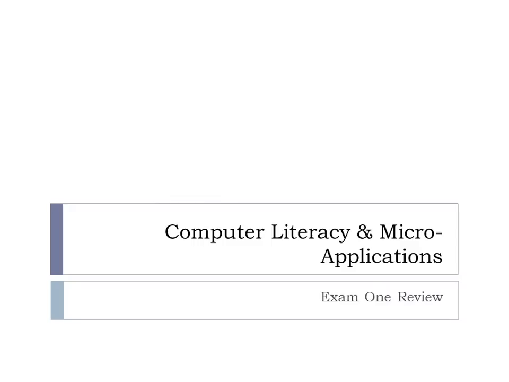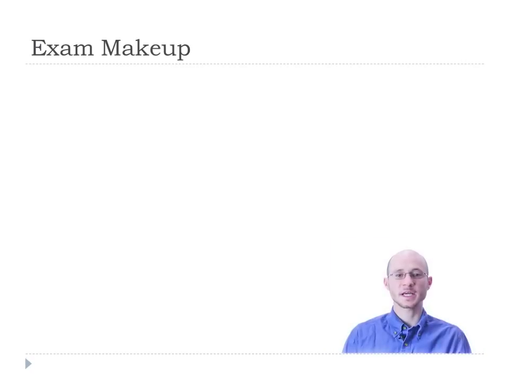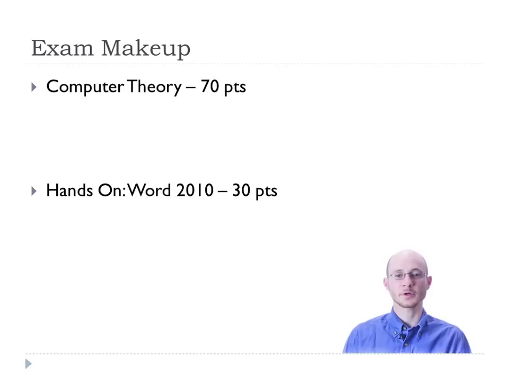In this videocast, we will review what we have learned thus far in this course to prepare you for your first exam. Your first exam will consist of two parts, a section on computer theory worth 70 points and a hands-on section worth 30 points. Both sections will be administered through Blackboard. Be sure to check our course management system to see when the assessments will be available.